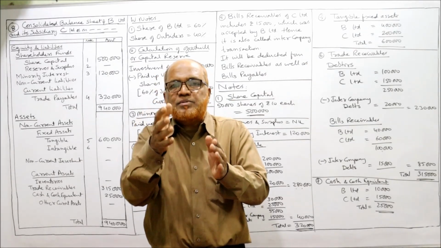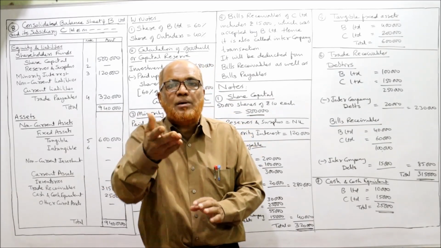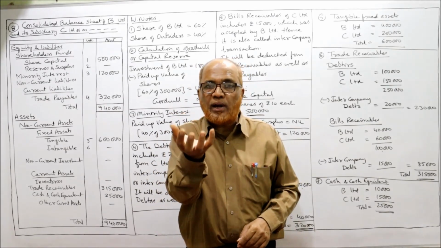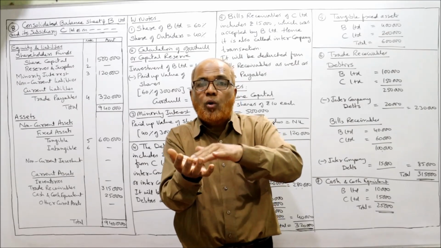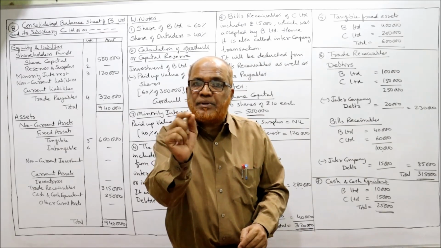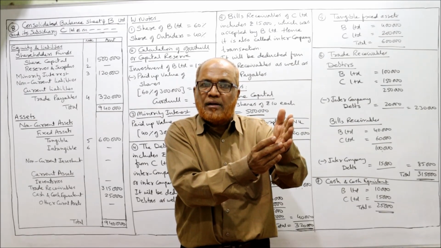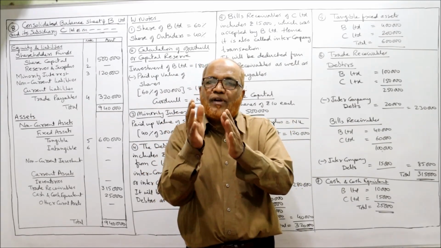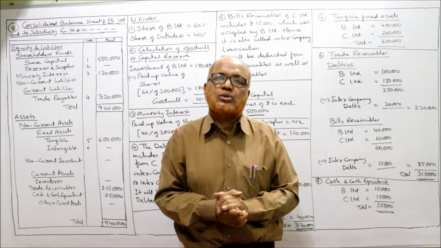The party who accepts the bill, it will be in bills payable. The party who draws the bill, it is bills receivable. So C Limited is holding the bill. That means C Limited has drawn the bill. On whom has it drawn the bill? On B Limited. B Limited has accepted the bill. So B Limited, bills payable, and C Limited, bills receivable. So from bills receivable and bills payable, we deduct 15,000 rupees.